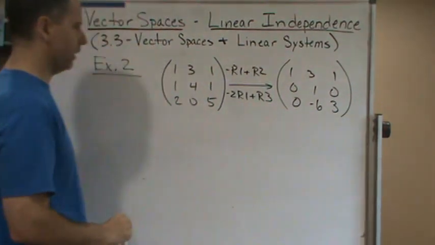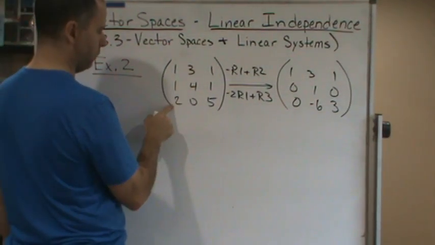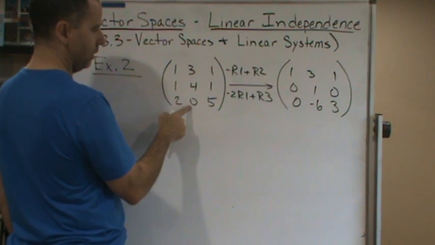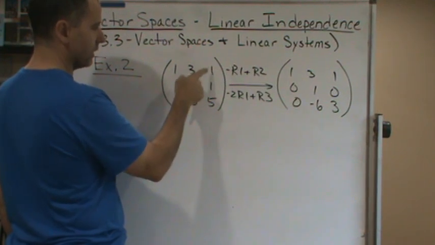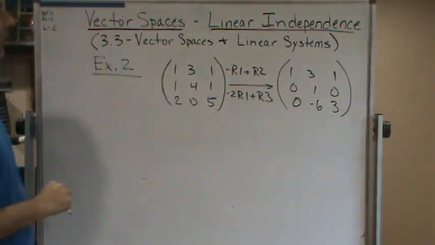Right? Let's double check, make sure I didn't make a mistake there. So negative 2 plus 2 is 0. Negative 2 times 3 is negative 6, plus 0 is negative 6. And then negative 2 plus 5 is 3. Okay?